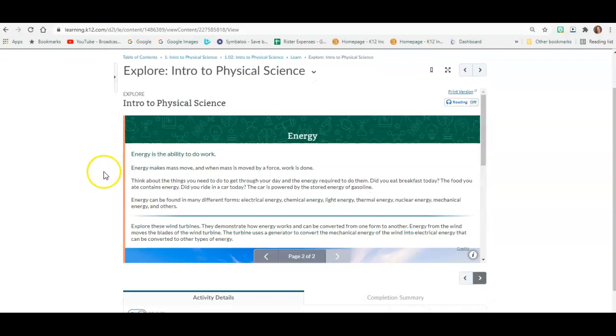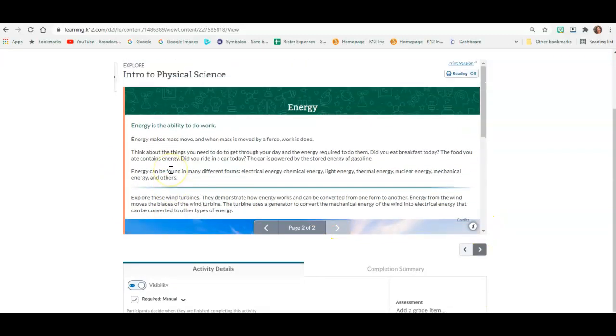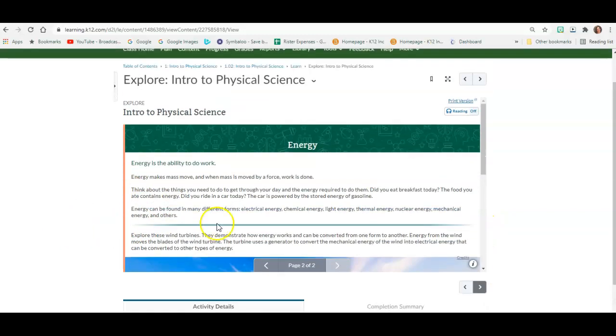So we're talking now a little bit about energy. Okay, energy is the ability to do work. Energy makes mass move, and when mass is moved by a force, work is done. So this is something you want to write down as well. Energy is the ability to do work. You probably have that. But when mass is moved by a force, that's called work.